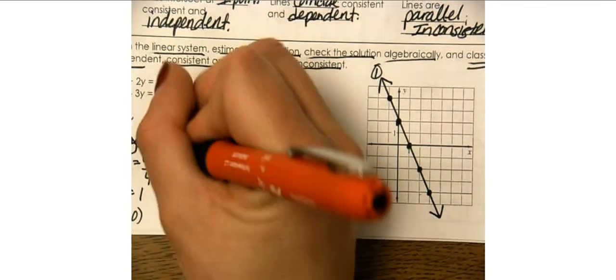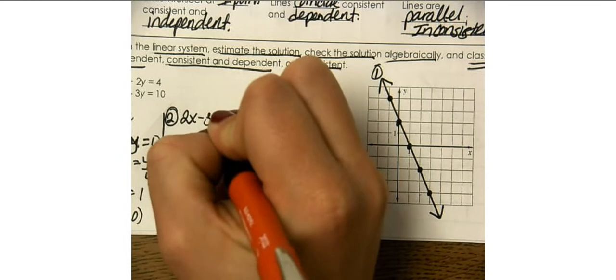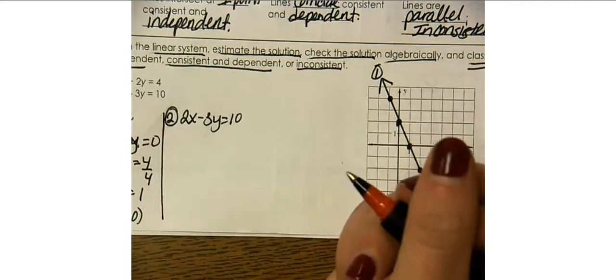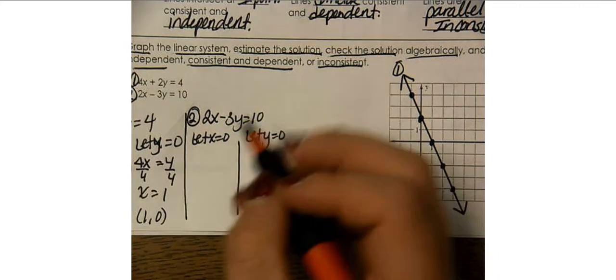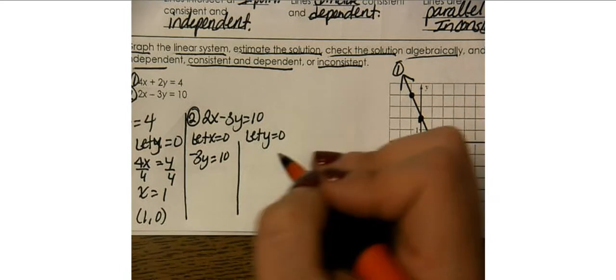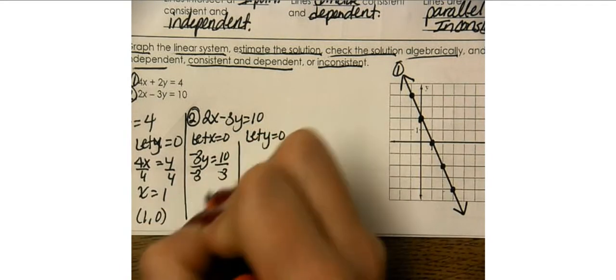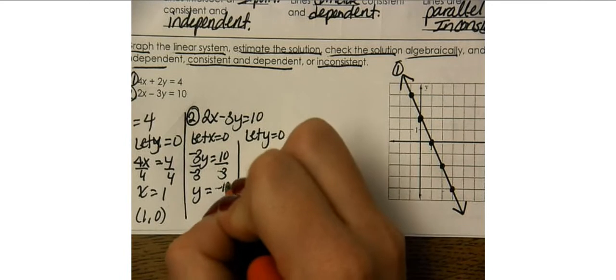Next, let's go ahead and talk about equation number 2. In equation number 2, I have 2x minus 3y is equal to 10. And I'm going to identify the intercepts. So I'm going to let x equal 0, and then I'm going to let y equal 0. Letting x equal 0, I have -3y is equal to 10. I'm going to divide both sides by -3, and I find that y is equal to negative 10/3. So I'm going to plot the ordered pair (0, -10/3).